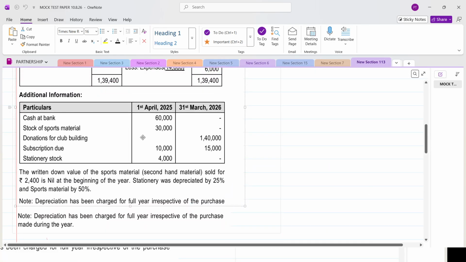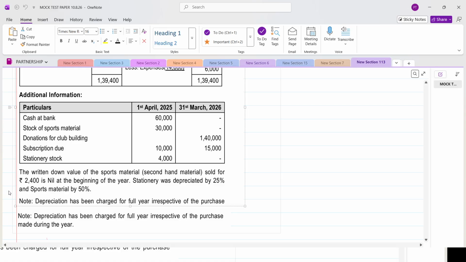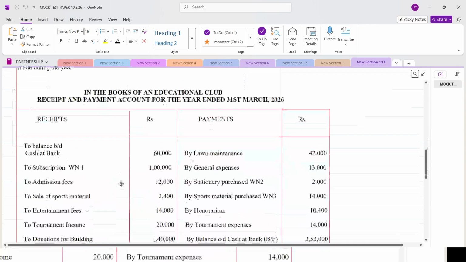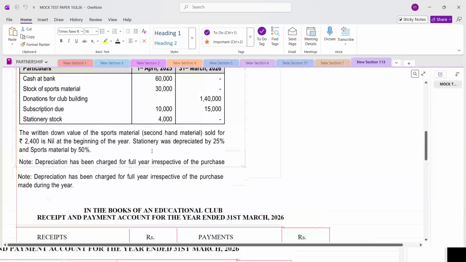Balance, no work is left out. So this is already entered, cash at bank. Now sports material. Here they say that the written down value of the sports material sold is 2,400. That is not an issue. It is only for making confusion. You can just write it on the income side. We have got 2,400 on sale of sports material. That's not going to make any difference. And the opening balance was nil, so we need not worry about that. Stationery was depreciated by 25% and sports material by 50%.